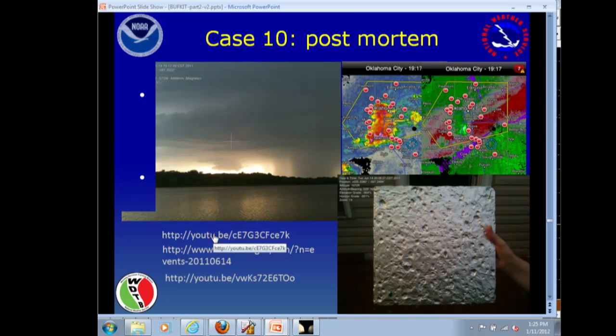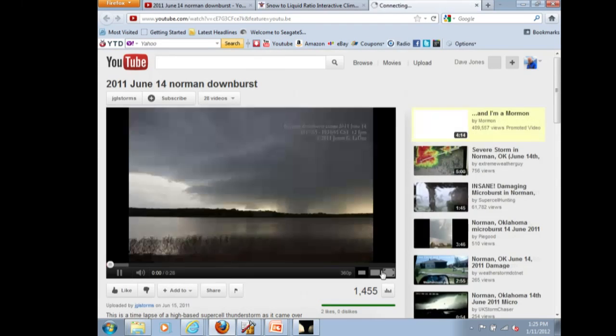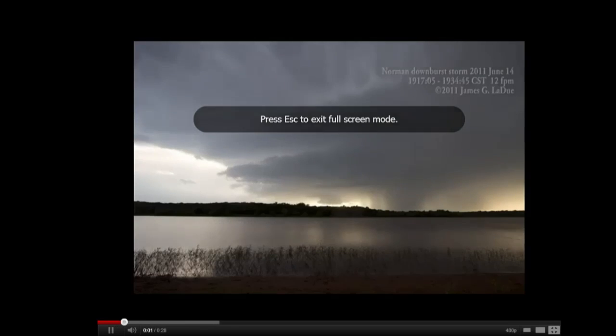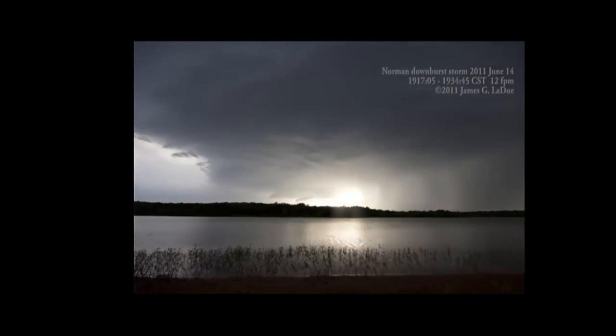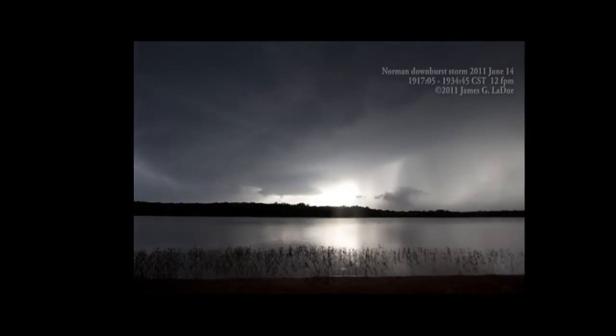In fact, should I pull this up? Yeah, why not? This is a time lapse of the storm itself. Flag the downburst when you see it.